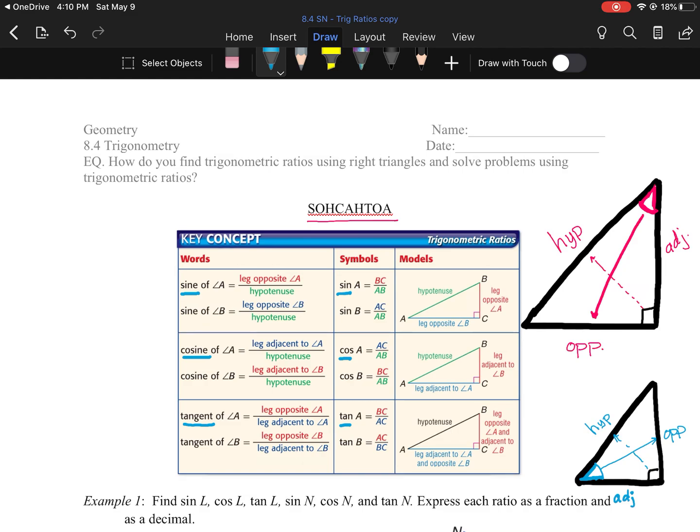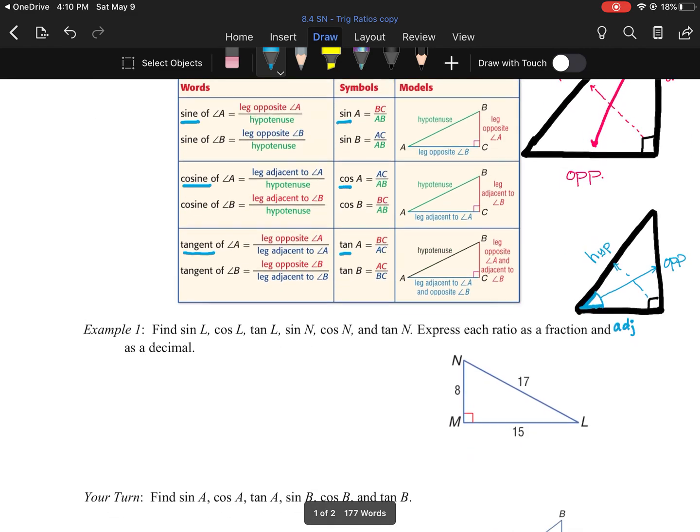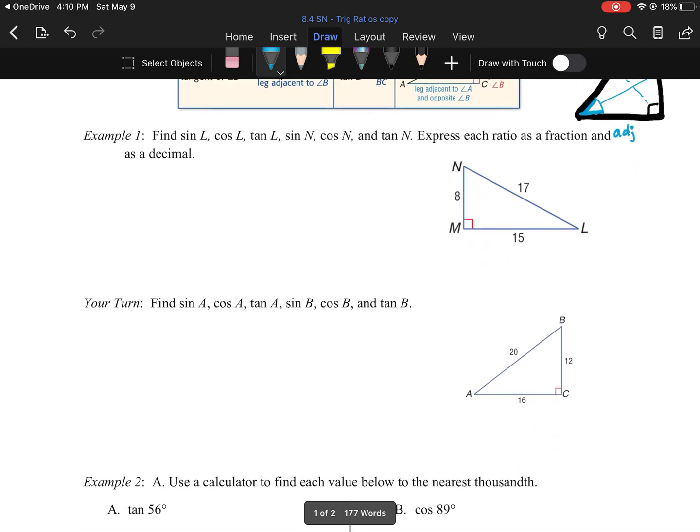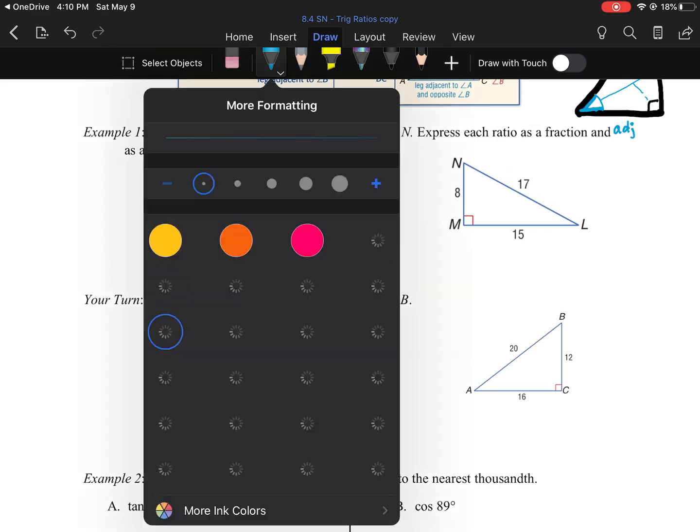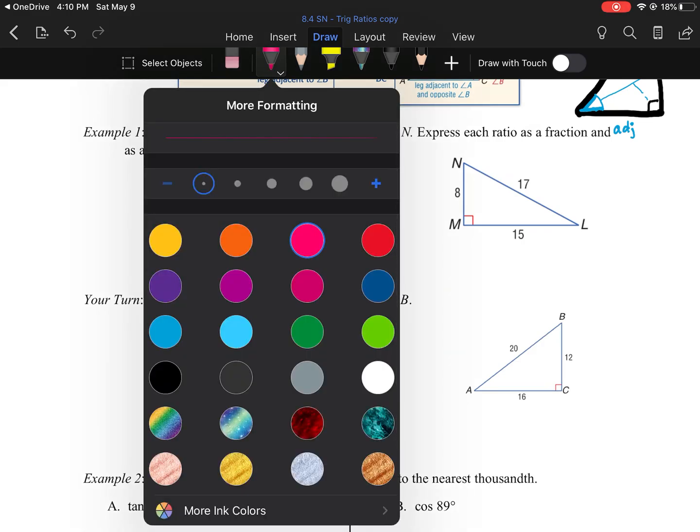If you continue your math classes and you take trig and calc, you will look into sine, cosine, and tangent in much greater detail. This is just the geometry part of them to help find angle measures and side lengths. So, first example, let's go ahead and get started.